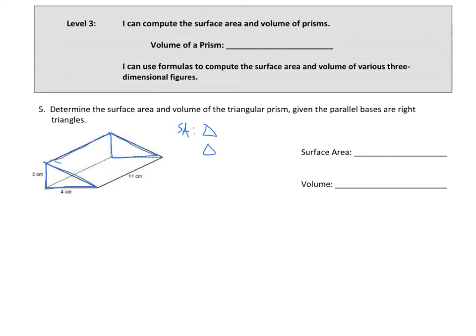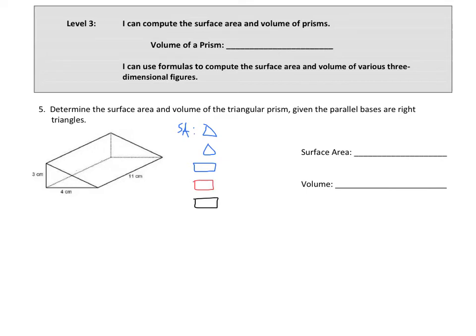The rectangle on the top, we have a rectangle at the back, and then we have a rectangle on the bottom. So we have three rectangles, and we want to find the area of all of those figures. So let me erase. So let's start with the triangles. If I wanted to find the area of one of those triangles, I need to do 1/2 base times height.